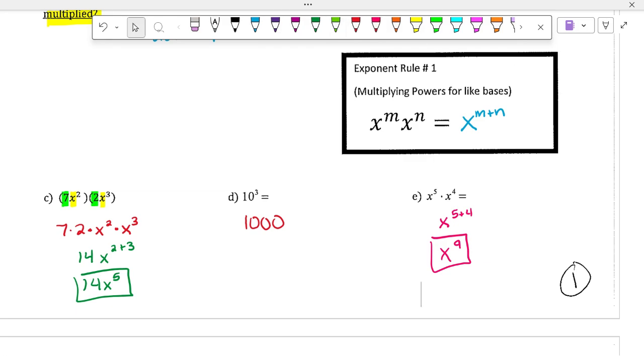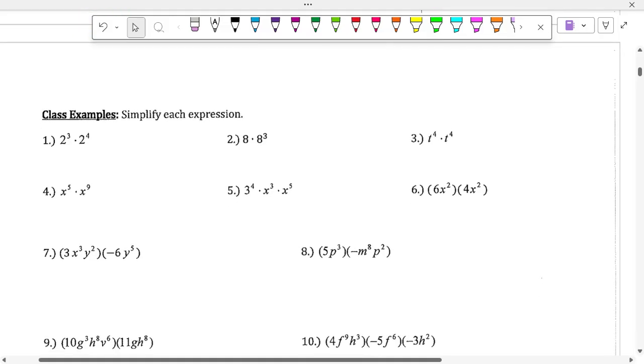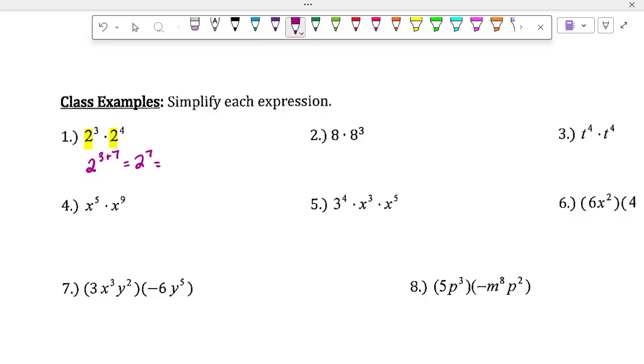So we're going to do a couple more examples together. If I look at number 1 in the class examples, first off, the 2's in this case are not actually coefficients, they are bases because they're being raised to a specific power. So we're not going to multiply the bases. You never multiply the bases. We're not going to do 2 times 2 and get 4. We're going to keep the base as it is, which is 2, and we're going to add the exponents like normal. So that would be 2 to the 7th, which you can put in your calculator, but it is 128.